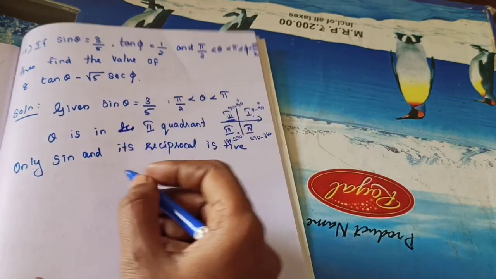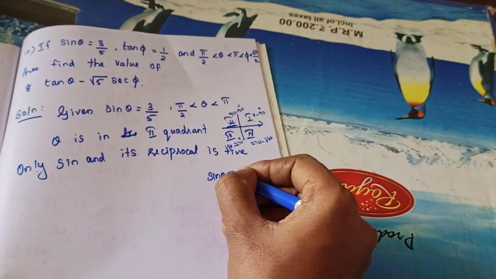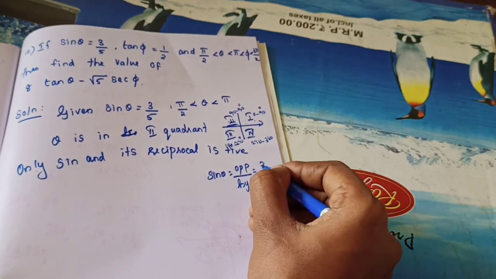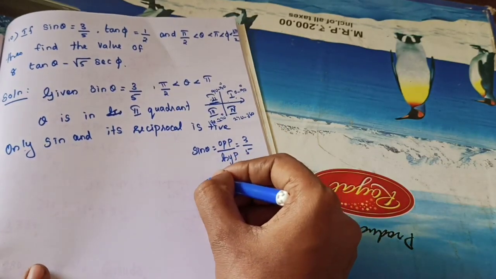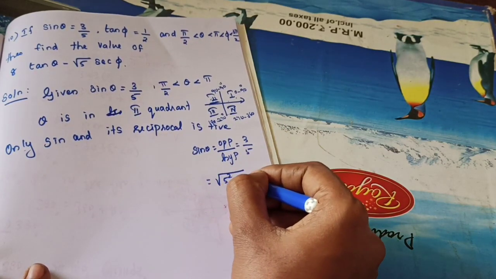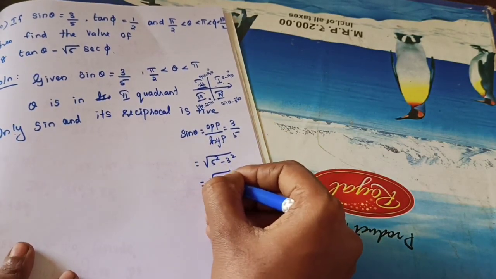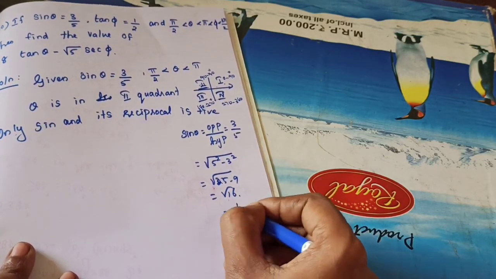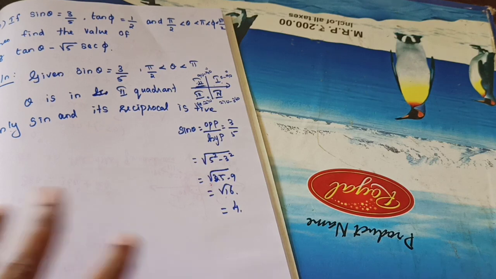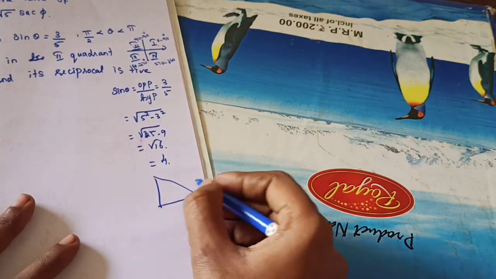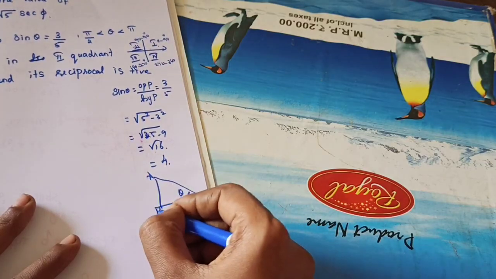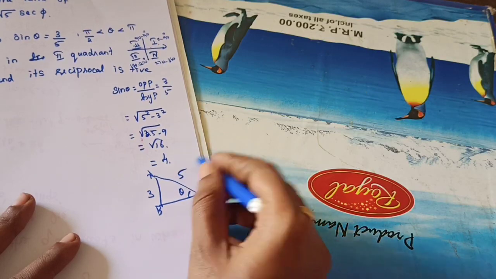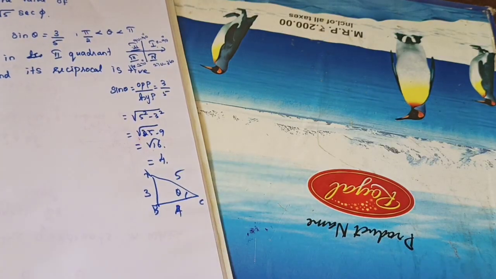Understand? So here sine theta, what's the meaning? You have learned in lower class, 9th standard, opposite side by hypotenuse. So the value is given as 3 by 5. So we can find the other side as root of 5 square minus 3 square using Pythagoras theorem, that is root of 25 minus 9, that's equal to root 16. So what's the value? 4. If I consider this as a right angle triangle ABC, with angle theta, opposite side 3, hypotenuse 5, and this one is 4. We have found out all the values.